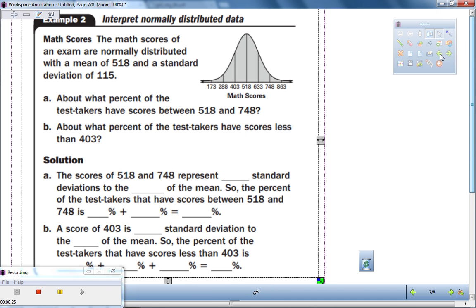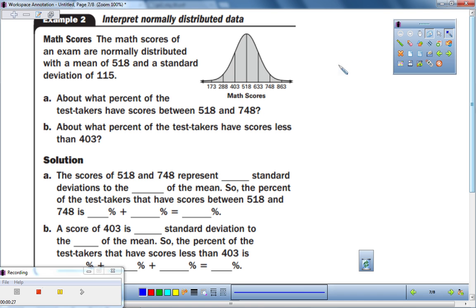Alright, so what is that? Let's write down what this means. Our x bar is 518. Our standard deviation is 115. So if we added 115 to 518, we get 633. If we subtracted it, we should get 403.